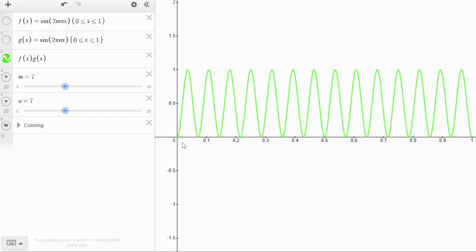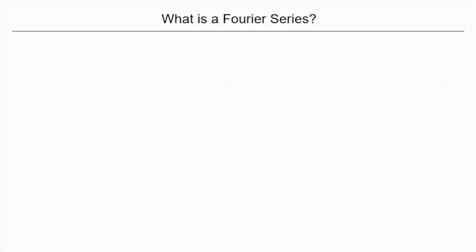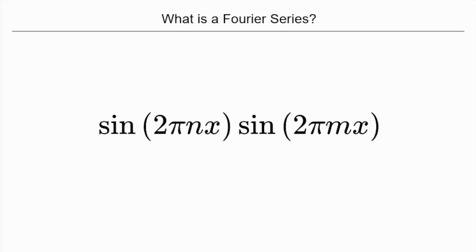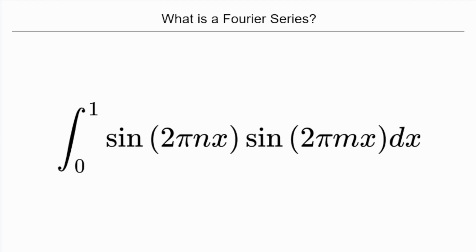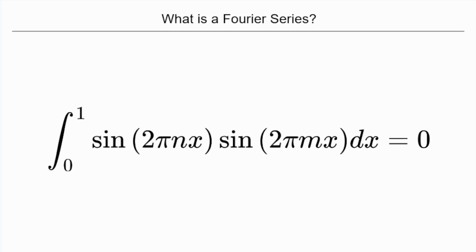And we're going to use this property to find these coefficients. So as we've seen, the trick is to multiply these functions, sine of 2 pi nx, sine of 2 pi mx. Then, what I said is that the integral from 0 to 1 dx must be 0 if m and n are different.